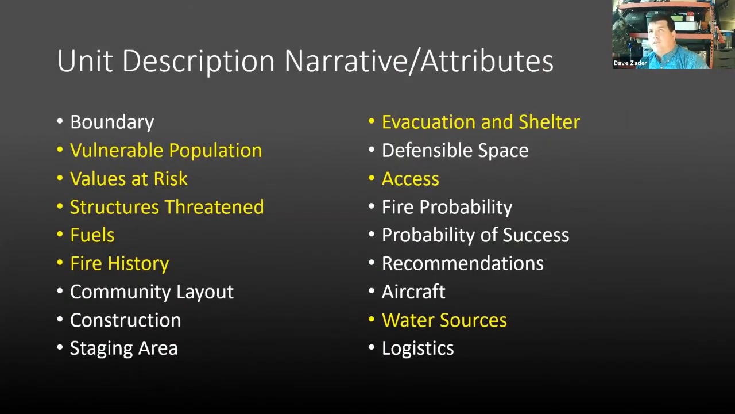So some of the other attributes or information or data that you could put into these polygons are vulnerable populations, values at risk, fuels, fire history, where you're going to move people from these areas to, how you're going to access the area, different water sources. It's just a framework for putting bite-sized amounts of data that we can consume in the field. And the more visual that data is, the more effective it is for us.